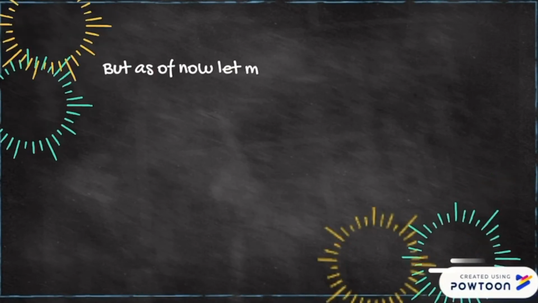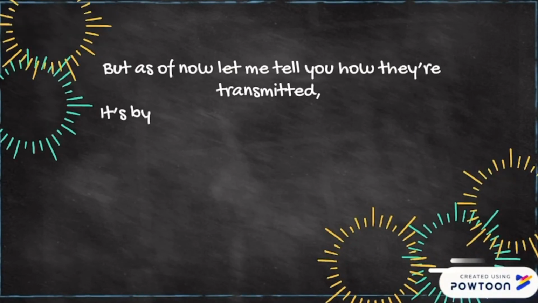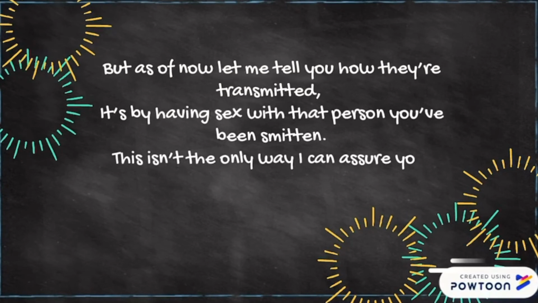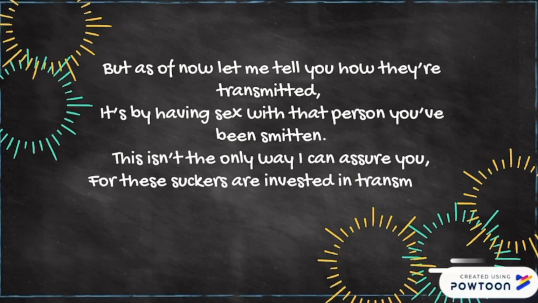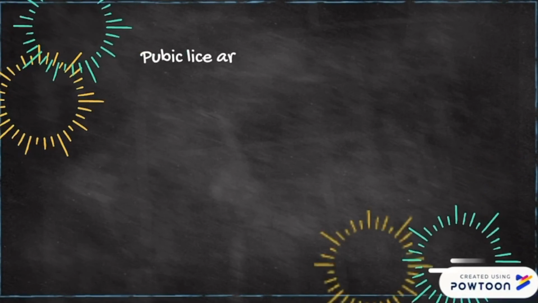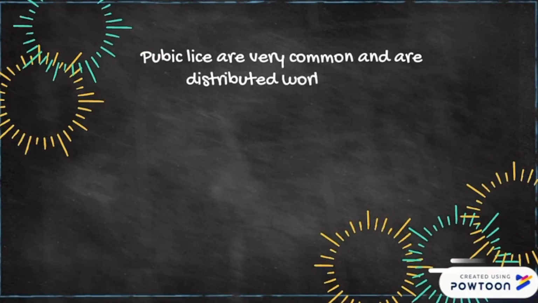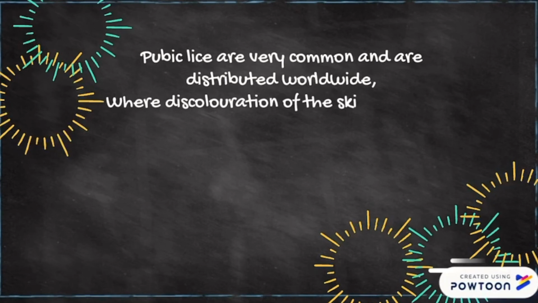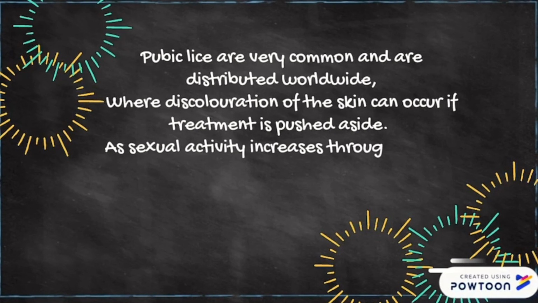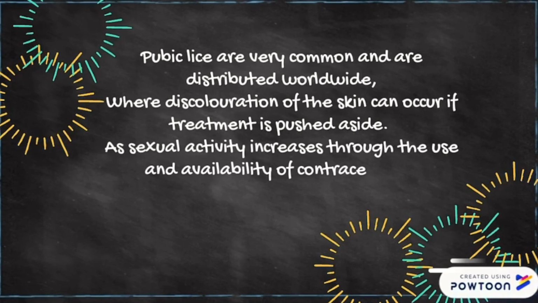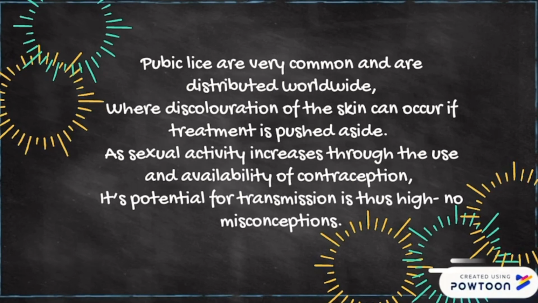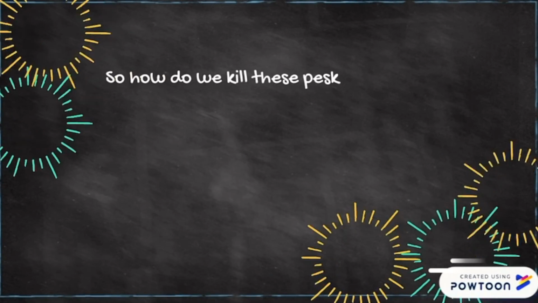But as of now, let me tell you how they're transmitted. It's by having sex with that person you've been smitten. This isn't the only way, I can assure you, for these suckers are invested in transmission via bedding and clothing through and through. Pubic lice are very common and are distributed worldwide, where discoloration of the skin can occur if treatment is pushed aside. As sexual activity increases through the use and availability of contraception, its potential for transmission is thus high. No misconception.